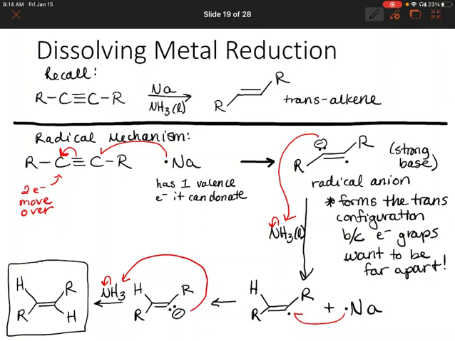All right, so kind of an interesting mechanism, right? Sodium has that electron it can donate, so that moves electrons over to the other carbon. That lone pair of electrons is then going to grab onto a hydrogen, and then sodium donates another electron so that we have another lone pair that can grab onto another hydrogen. So really the main reason we form a trans alkene here is due to the fact that those electron groups want to be as far apart from each other as possible.